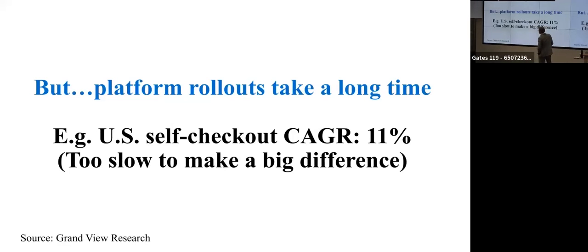It takes a long time. And just to give you an example of this, like US self-checkout systems, right? Very generic, right? You can apply this in almost every place, right? The CAGR, 11% per year. Okay, so that's substantial, but it's not enough. It's enough to sort of move things slowly over time. It's not enough to dramatically change the picture we just talked about.